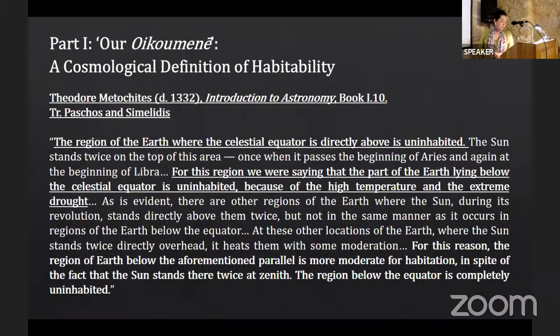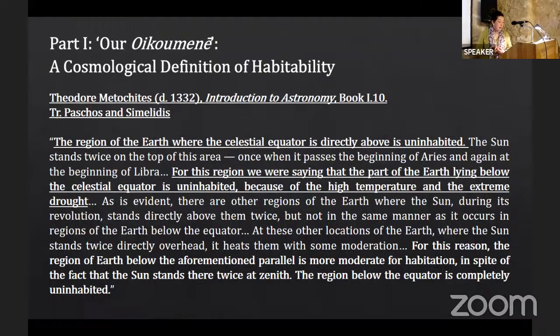And I quote, "The region of the earth where the celestial equator is directly above is uninhabited. The sun stands twice on top of this area, once when it passes the beginning of Aries and again at the beginning of Libra." So you see there are also particular moments in time that are defined through the ecliptic and through the zodiac. For this region, we were saying that the part of the earth lying below the celestial equator is uninhabited because of the high temperature and the extreme drought.